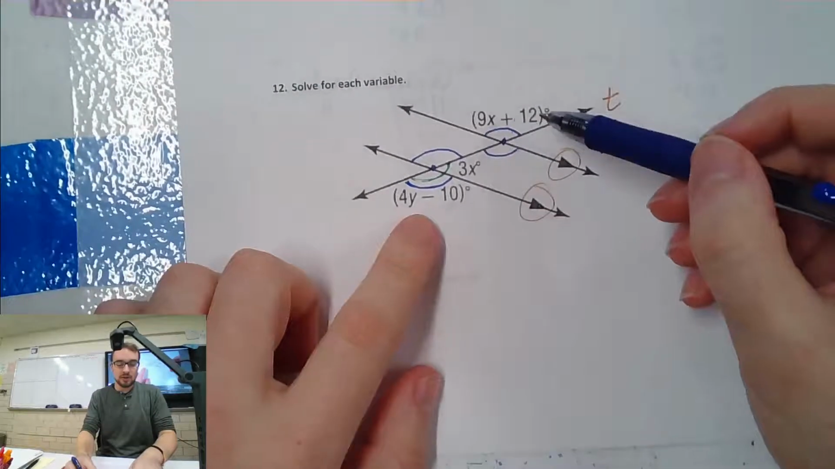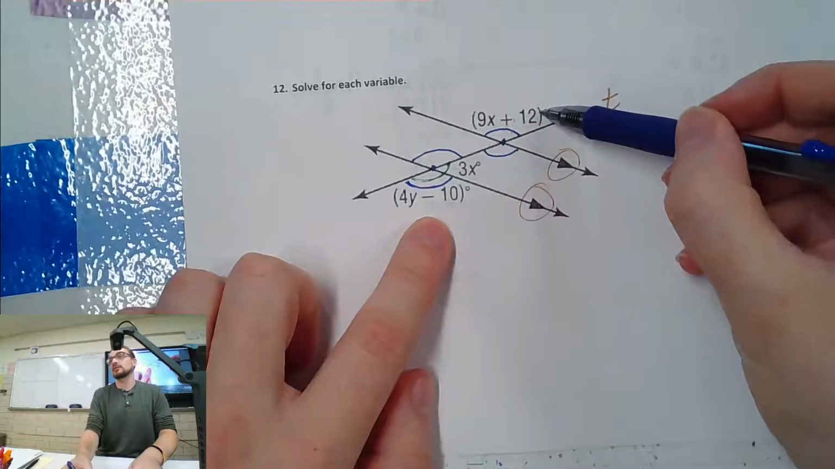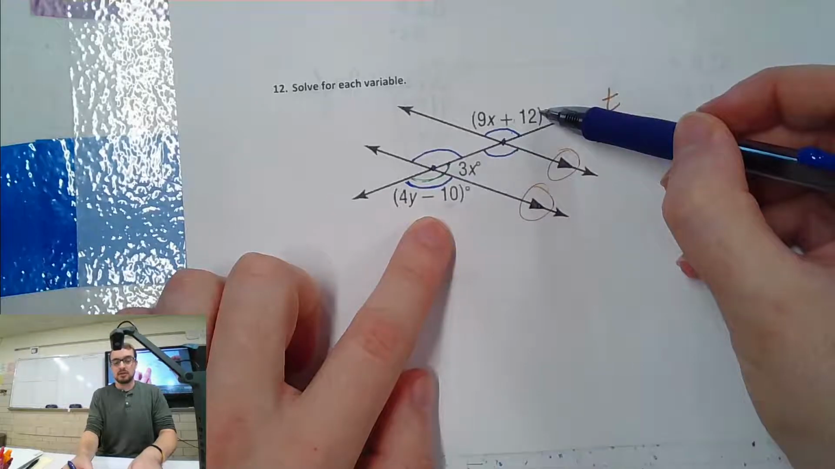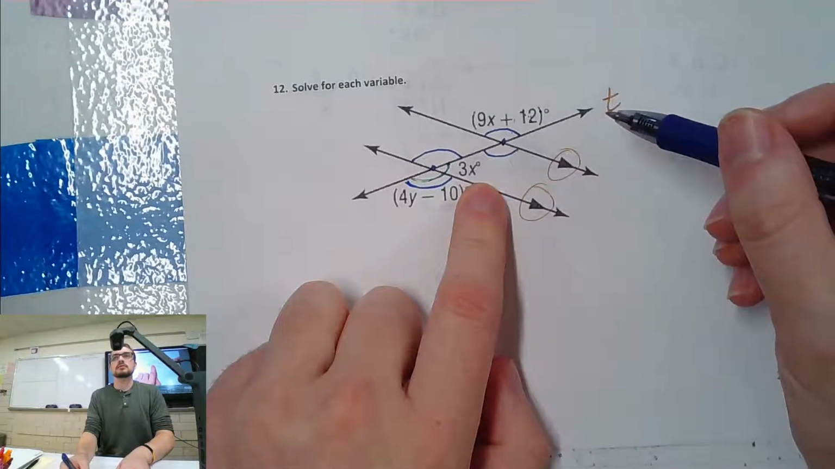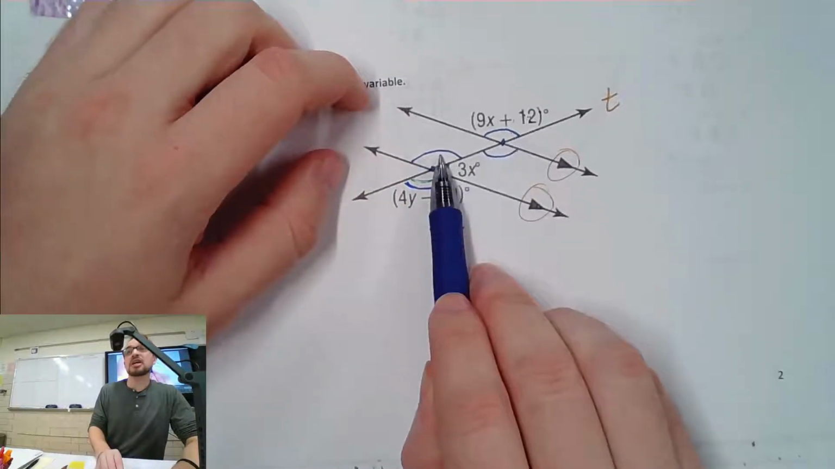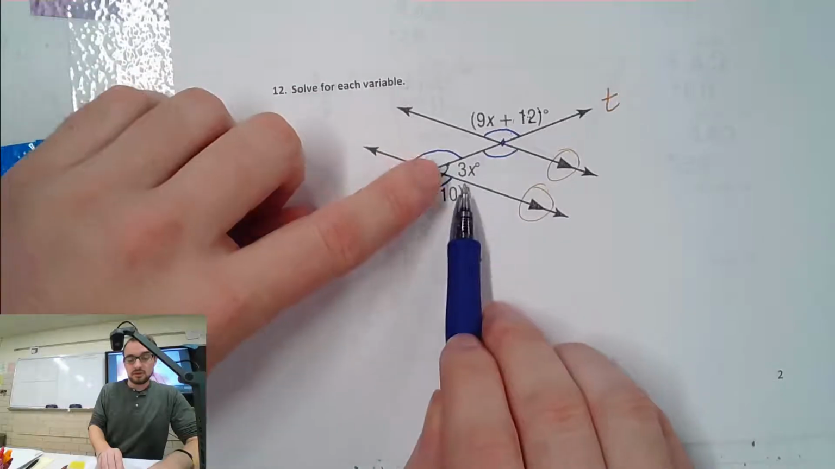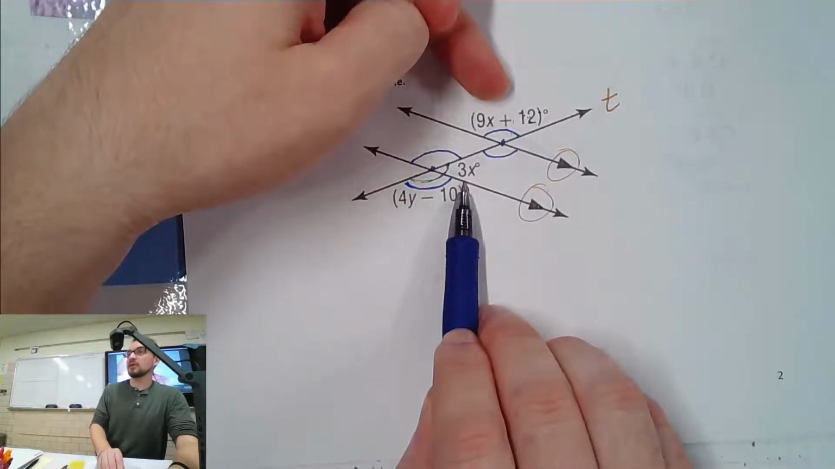So again, knowing that these 2 are the same, that's nice, but I'd have one equation with 2 variables, right? That's no bueno. So what do I know about this angle and the 3x? They add up to 180 because they're a linear pair. Check it out. These 2 are the same, right? So those guys are a linear pair. So these guys are going to add up to 180 as well, right?